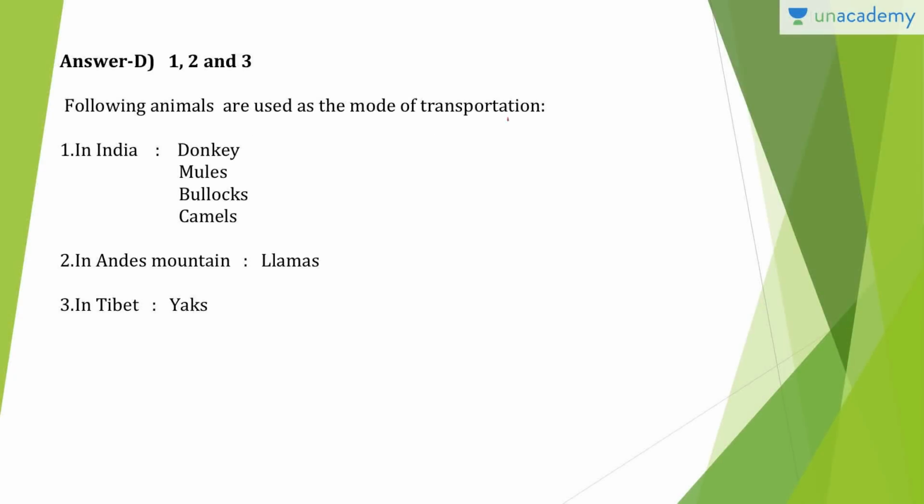So the following animals are used as a mode of transportation in India. They include donkeys, mules, bullocks, camels. So that is for sure. In the Andes mountains, it is llamas, and in Tibet, it is yaks. So answer here becomes D, that is 1, 2, 3. So basically, a lot of these animals are used. Camels, like you will see in Rajasthan especially, we love our camels like anything.